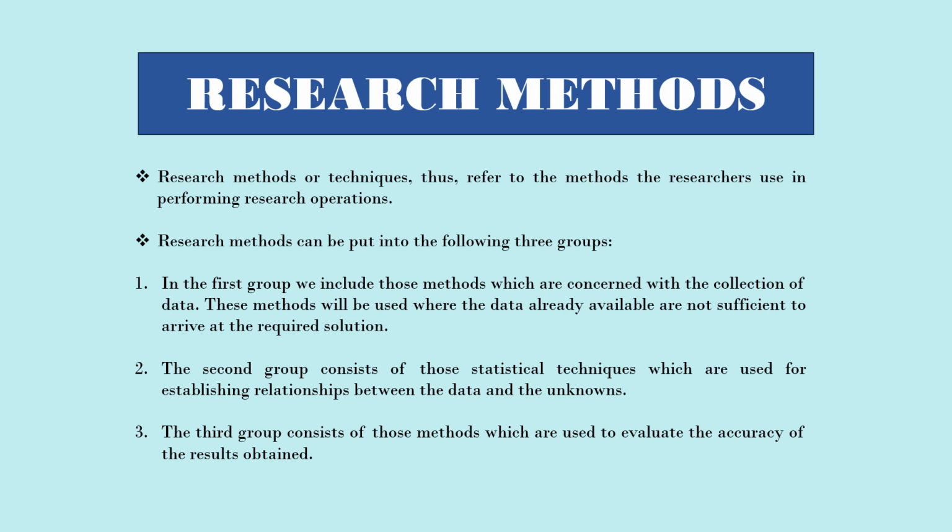So basically, research methods are put into three groups, and the first group includes the methods which are concerned with the collection of data, and the second group consists of the statistical techniques which are used to make relationship between data and the unknown factors, and the third group consists of the methods that are used to evaluate the accuracy of results, that is the analysis of data.